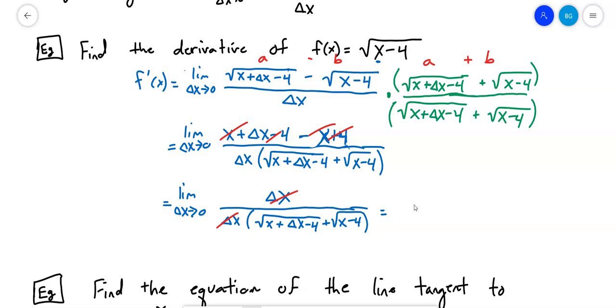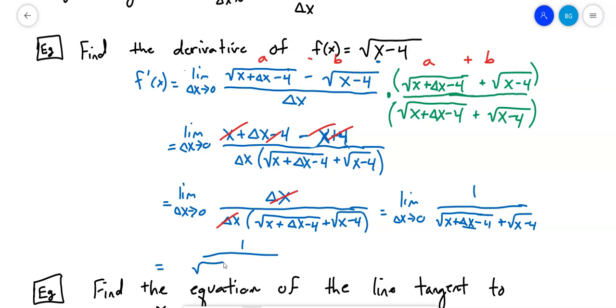So really, this just becomes the limit as delta x goes to 0 of 1 over the square root of x plus delta x minus 4 plus the square root of x minus 4. And we can plug in now. We can just plug in 0 for delta x right there. And so when I evaluate this limit, I get 1 over, it's going to be the square root of x minus 4, because if I plug in 0 for delta x, I just get x minus 4, plus the square root of x minus 4.